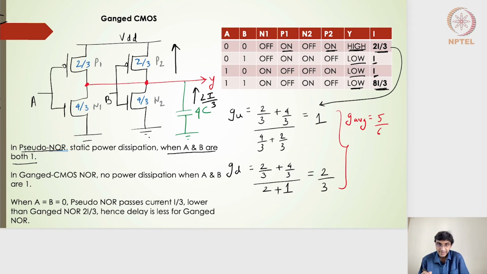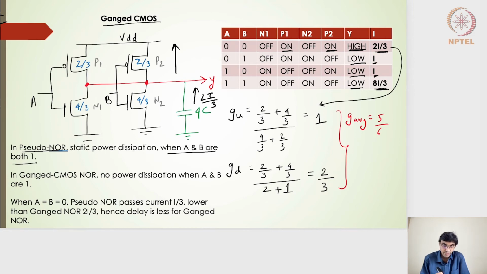But the point to be noted here is, when A and B are 1 in this Ganged CMOS, the PMOS transistors are off. That means that the transient current will be 4I by 3 and 4I by 3, right? But after Y reaches a 0, there won't be any other current. There won't be any DC current or a steady state current that will be flowing to the ground, right? Once Y reaches the value of 0, the current will be 0 in the Ganged CMOS, because both the PMOS transistors are off.